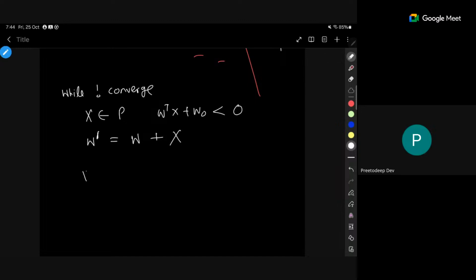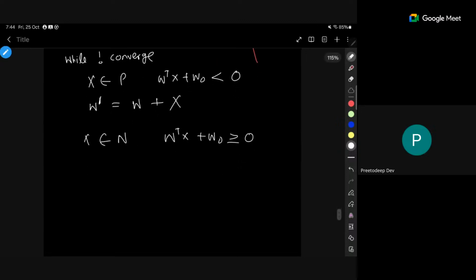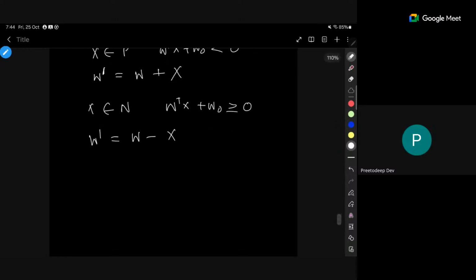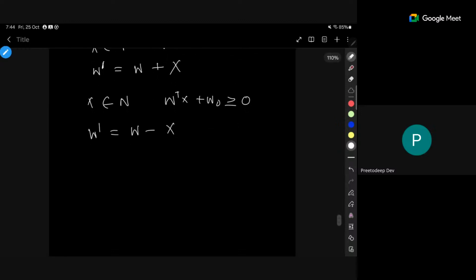But another case is that it belongs to the negative class, but the summation came out to be greater than or equal to 0. In that case, I'll just subtract x from W. If I continue this for some iterations, then it will definitely converge. Proof of convergence is given; I'll not do that, but you can check it out if you want.